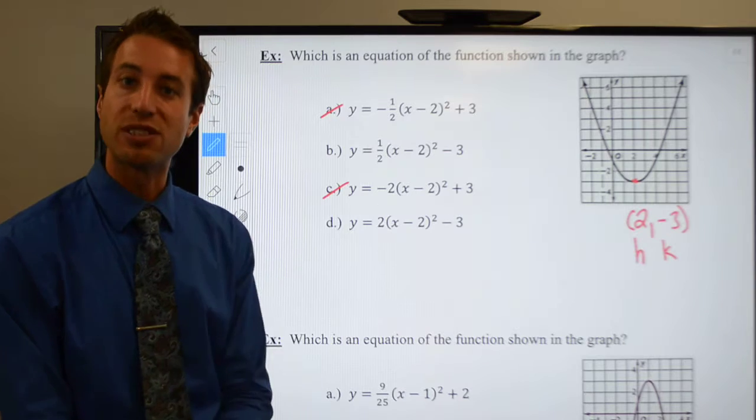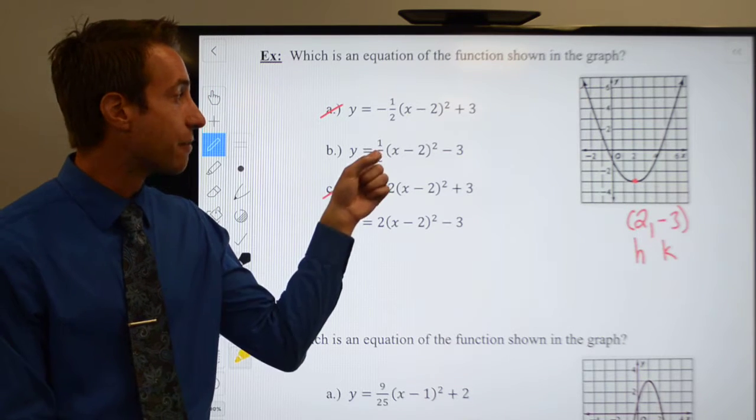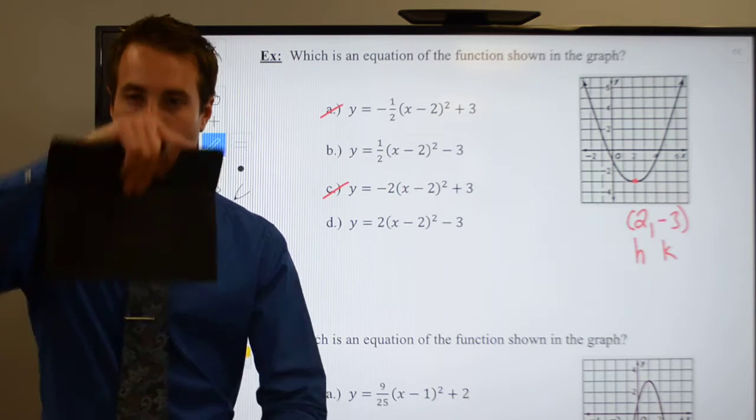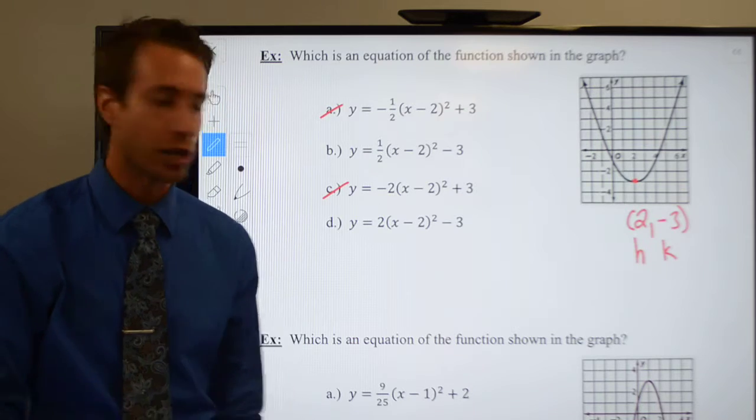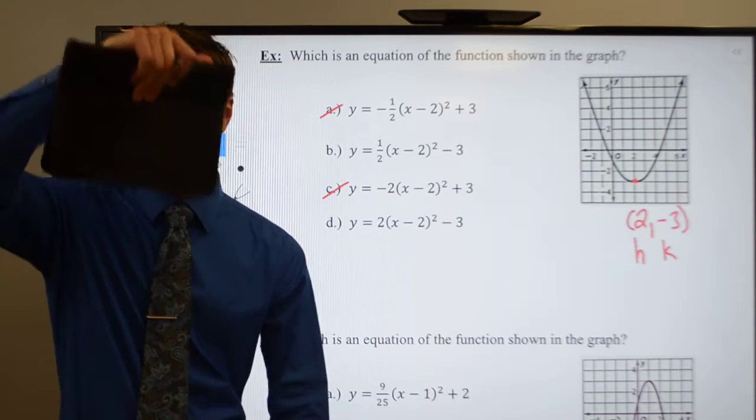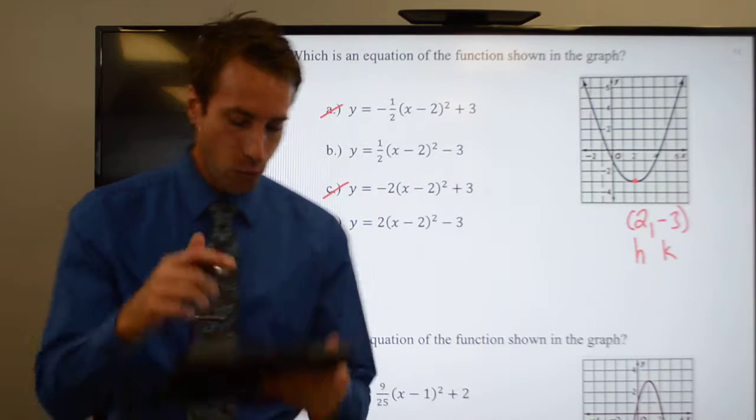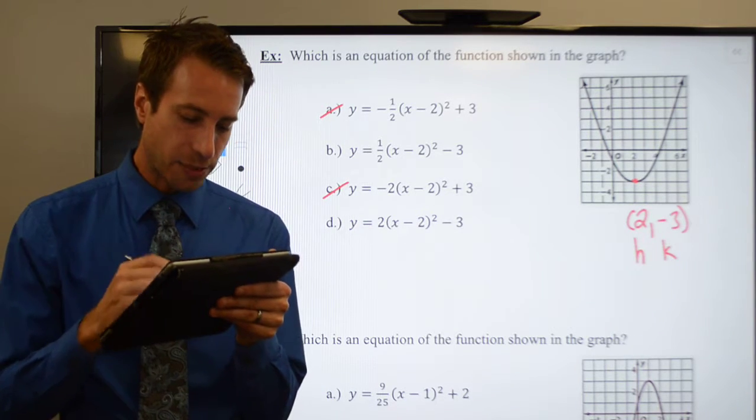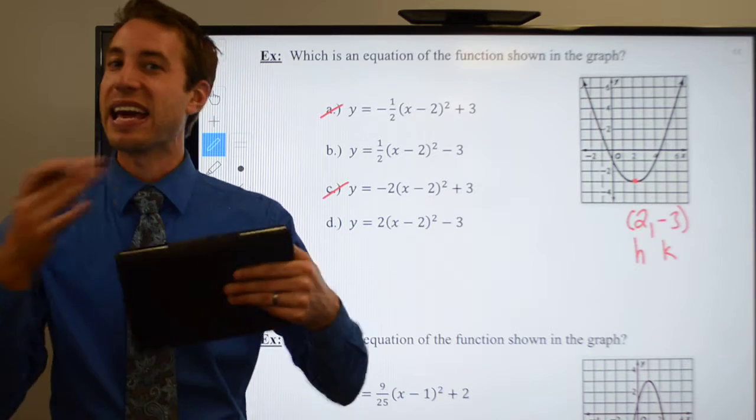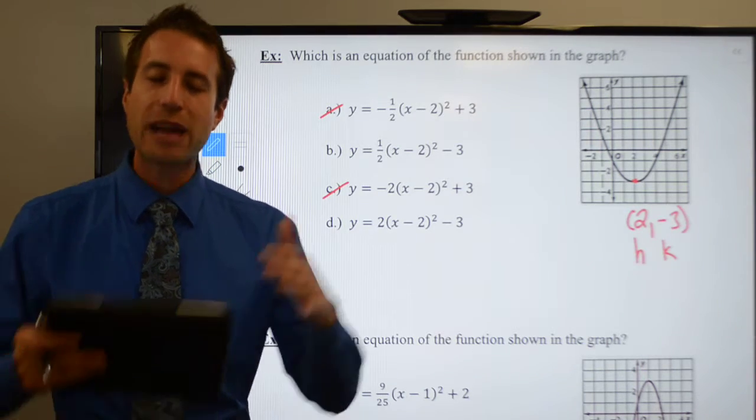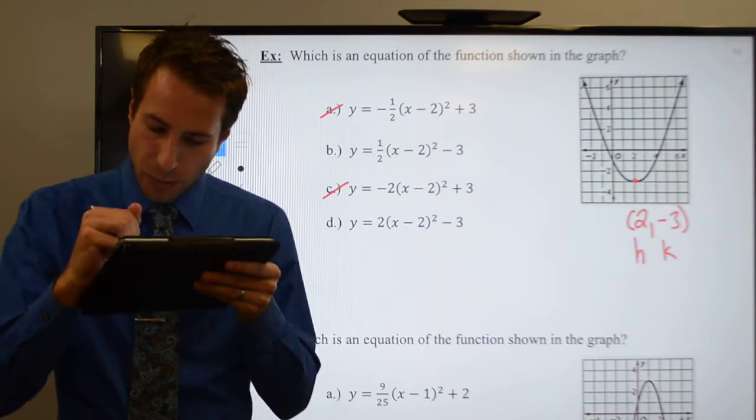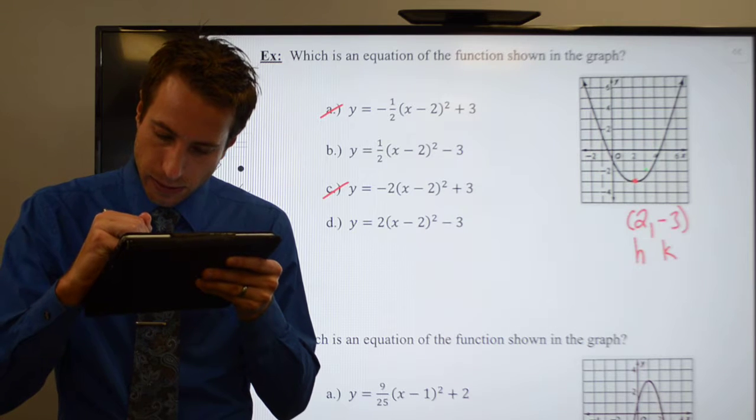So now all I have to do is figure out, do I have a vertical compression, which would be the fraction, or do I have a vertical stretch, which would be a value greater than 1? Well, if I were to graph this parabola and a were equal to 1, the parabola would look like this.